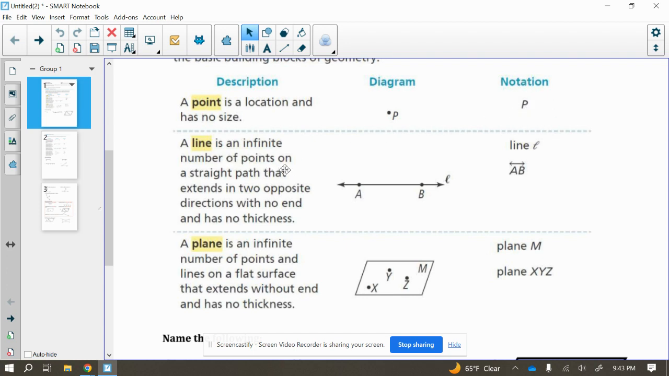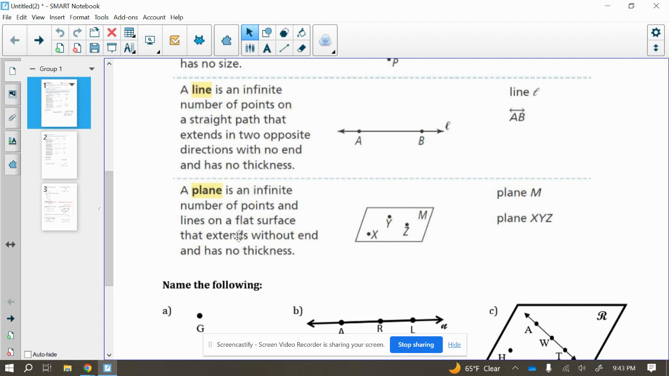A line is an infinite number of points on a straight path that goes in two opposite directions and has no end. So notice here we have a line represented with 2 points on it. We name them with those 2 points AB, or we could call it BA officially as well, and a line symbol on the top. Or sometimes if you are given this cursive letter, we could use it line and then whatever that lowercase cursive letter is.